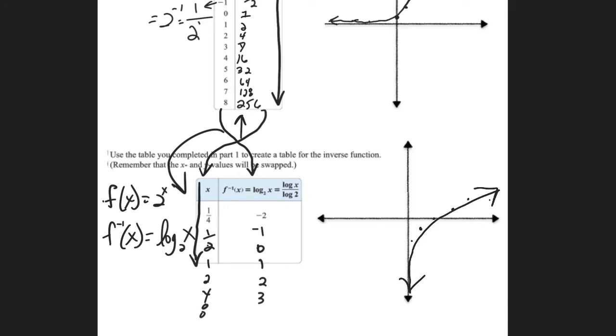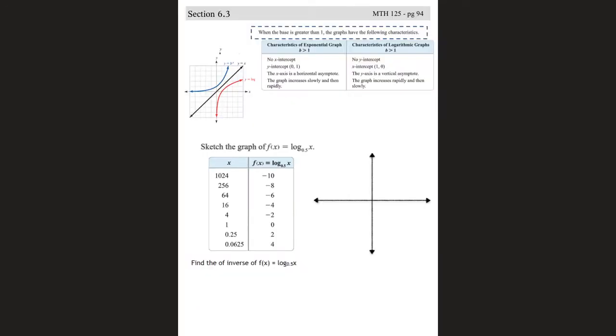But yes, I actually had to erase and redo that a couple of times because I had bad handwriting here and I was confusing myself. Bad handwriting is bad. Okay, let's go to the next page.